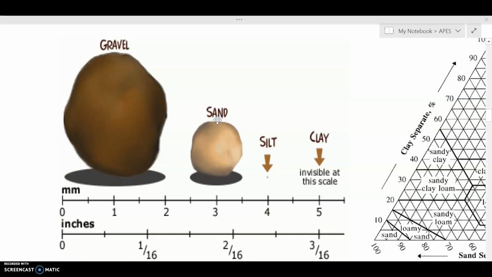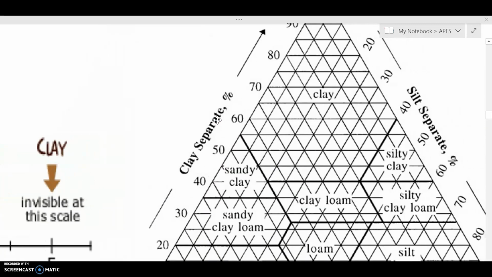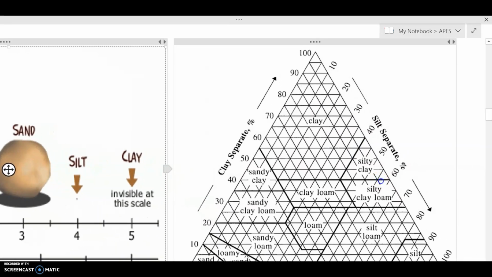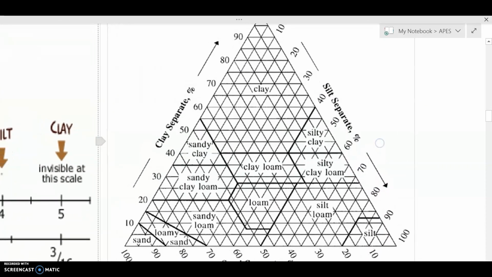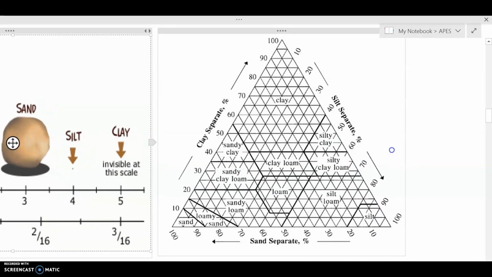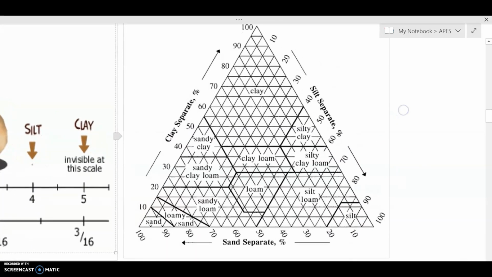Okay, now let's move on to our soil triangle. Now you might find a lot of AP questions, especially multiple choice, relating to the soil triangle. So I'm going to teach you how to read it real quick. It's pretty simple. The way you read the soil triangle is, first of all, you have the clay percent on the left side, silt percent on the right side, sand percent on the bottom. Now I'm not sure if these change position, but even if they did, it really doesn't matter.